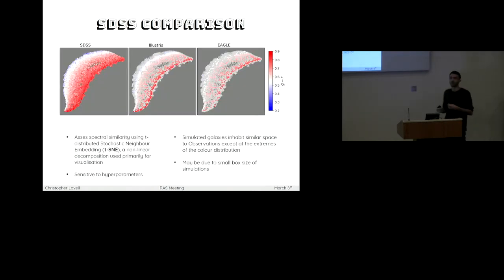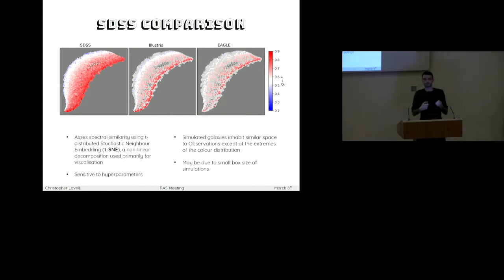So we've heard a little bit about self-organized maps from James Geach, which is another way of looking at the spectral similarity. One of the big limitations of this approach is if the spectra from your simulation are not representative of the true universe, then you put garbage in, you get garbage out. So to assess this spectral similarity, or whether there's any synthetic gap, a gap between our simulations and the true observations, we use a technique called t-distributed stochastic neighbor embedding.